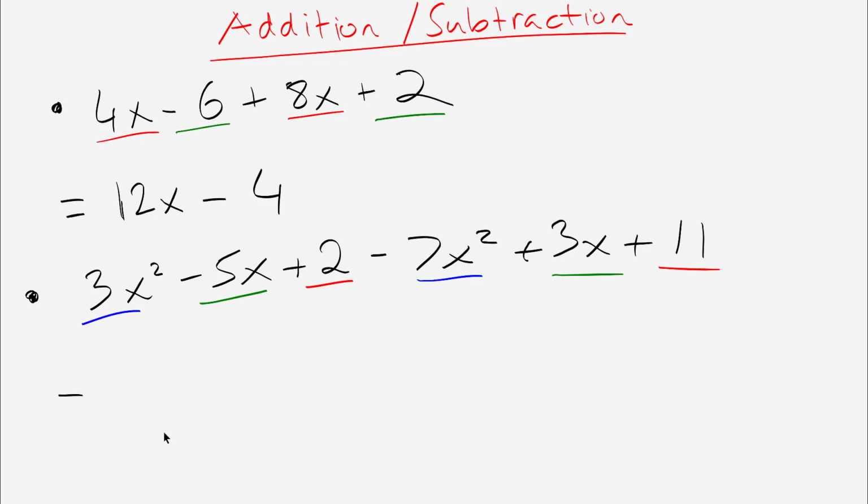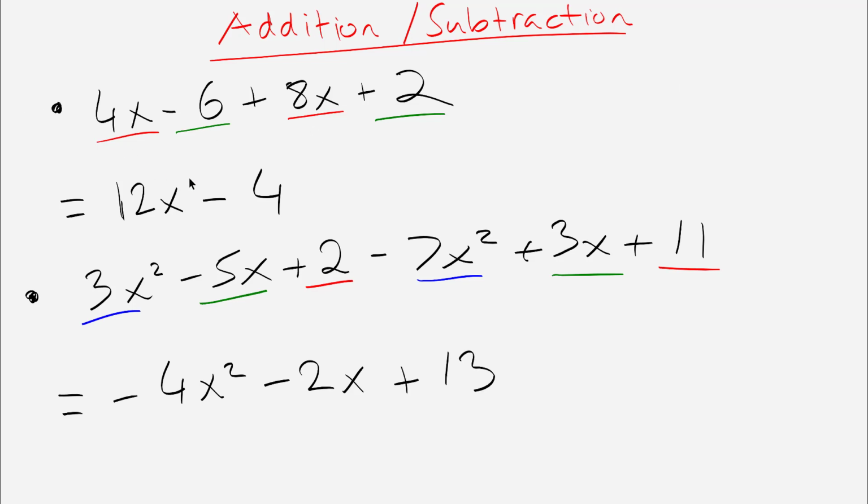So in this case, the 3x squared and the minus 7x squared will give me minus 4x squared. Minus 5x plus 3x is minus 2x. And plus 2 plus 11 is plus 13.